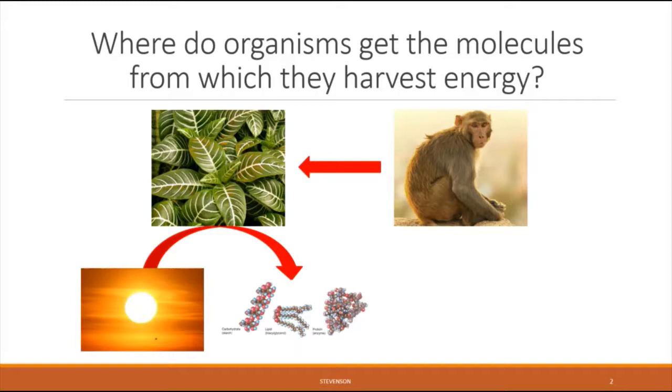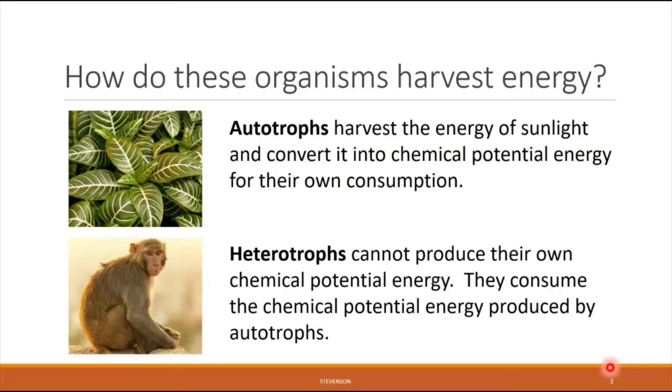We distinguish these two types of organisms into two different categories, and they have specific names: autotrophs and heterotrophs. So, autotrophs are organisms that are capable of harvesting the energy of sunlight and converting it into chemical potential energy for their own consumption. The term autotroph has the prefix auto in it, and auto means self. So, what this term really means is that these organisms are able to make energy for themselves. Heterotrophs, on the other hand, are not capable of this. Instead, they have to consume the chemical energy that is produced by autotrophs.